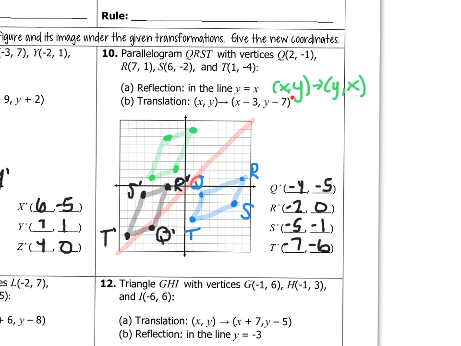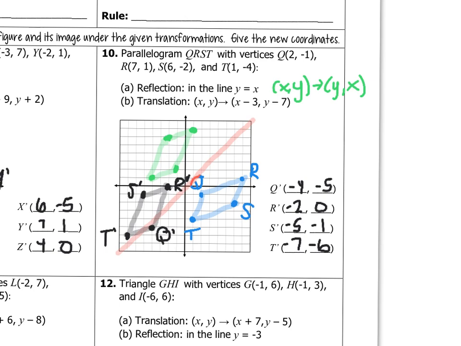So the rule is, I plotted my blue parallelogram first, and then we want to reflect it across the line. The rule says that we can just flip the coordinates. So Q was at 2, -1, so let's plot -1, 2 first. That's going to be our new Q point. R is 7, 1, so the new one's going to be 1, 7, so I plot that there.